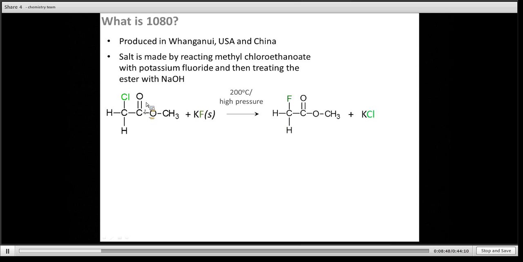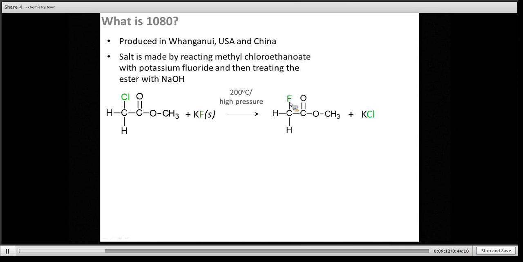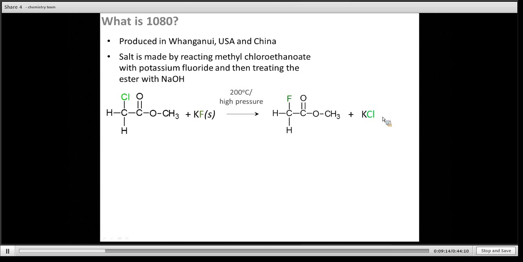So it's a chloroethanoate. And it's treated, as I say, with the salt potassium fluoride under very high temperatures and pressures, so 200 degrees and a very high pressure. It's in an autoclave. And what happens is that the chlorine gets kicked out, it gets replaced with the fluorine. So it's a type of substitution reaction. And we get KCl as the leaving group. Now notice the potassium fluoride is a solid, so it's not in solution.